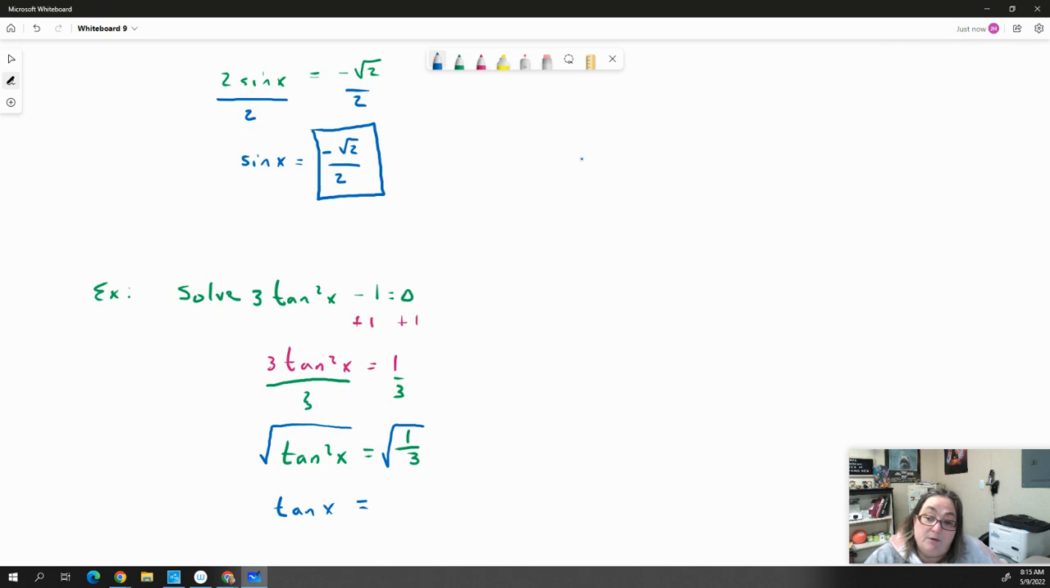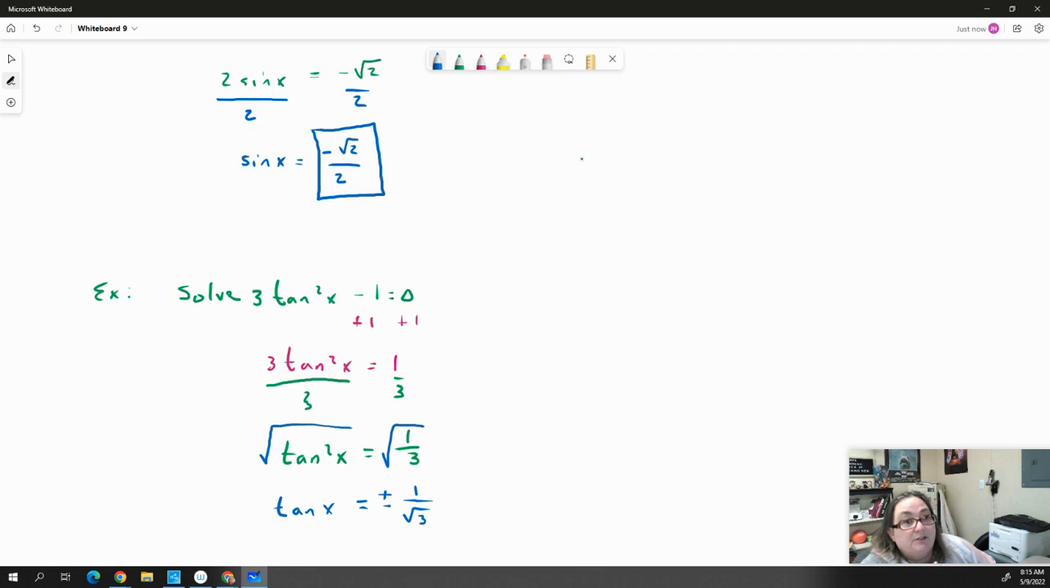And here I have the square root of 1/3. It's plus or minus the square root of 1/3, right? Because it could be positive or negative. The square root of 1 is just 1, but the square root of 3 doesn't work out that pretty. And I can't leave it in this form. This is our solution, but it's not in the proper form because we have that radical in the denominator.